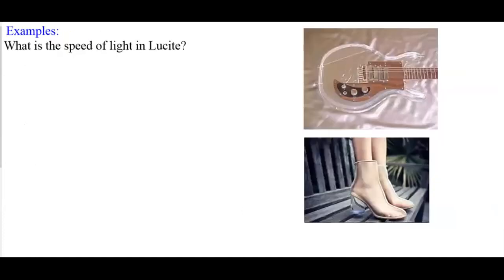So if you, for instance, wanted to figure out the speed of light in lucite, lucite, if you don't know what that is, it's just a type of plastic. It's a hard plastic. This is a quick little Google search.